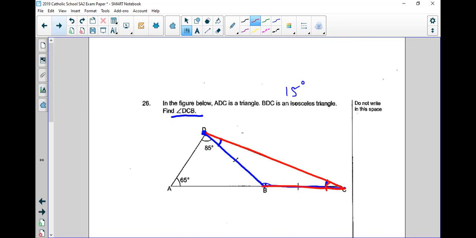DCB. This is your question mark. So always put a question mark before you do any solving so that you don't find the wrong thing. And then look for easy angles after that. Is there any angles that are easy to find? Yes, there is. This angle. Okay, so sum of angles in the triangle is 180 minus 85 minus 65, you get 30.